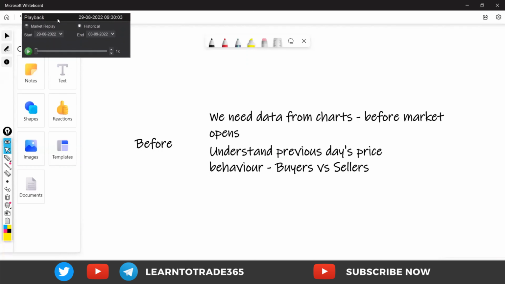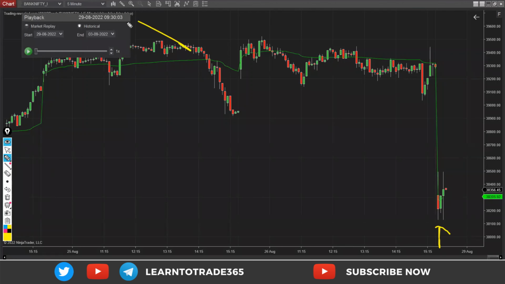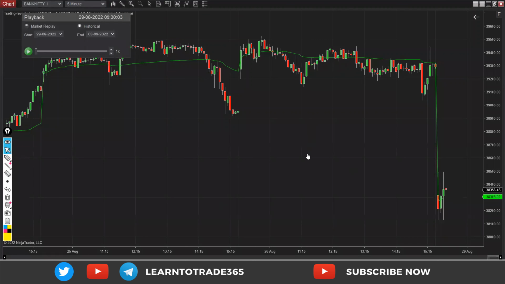So before going on to what we need to do during market, first I will go back to the charts. Same date of 29th August chosen by one of the participants. This is 29th of August, market opens. You can see the time 9:30 on 29th of August, along with the dates. But before that, what are all the basic free data we can gather from the previous trading session?